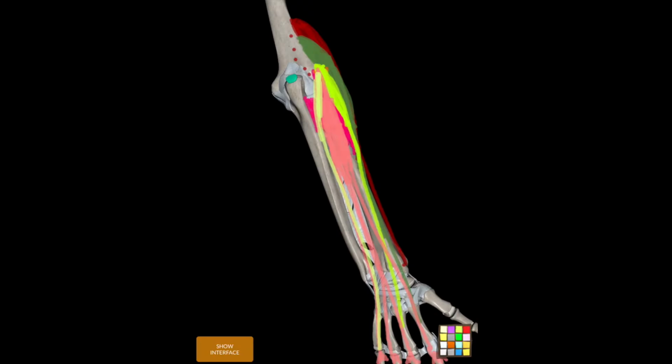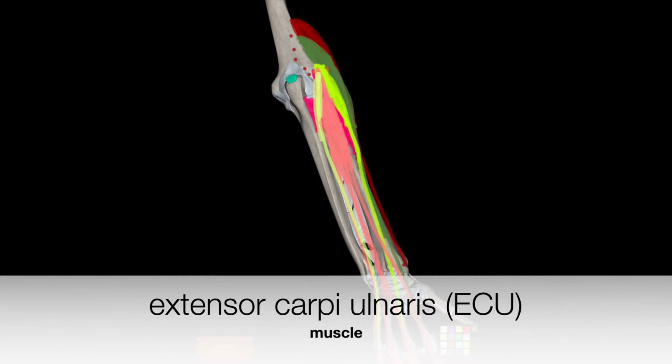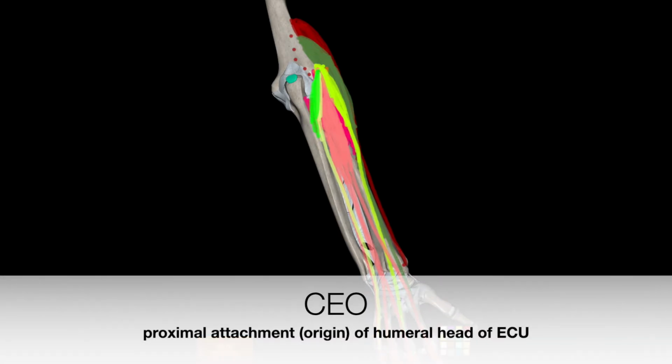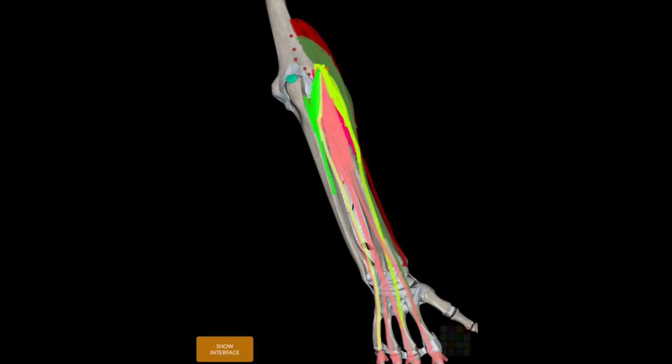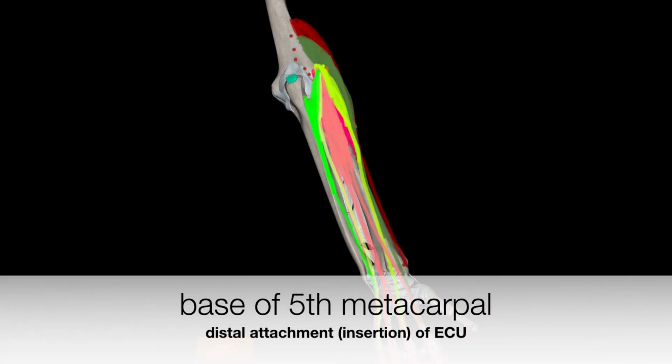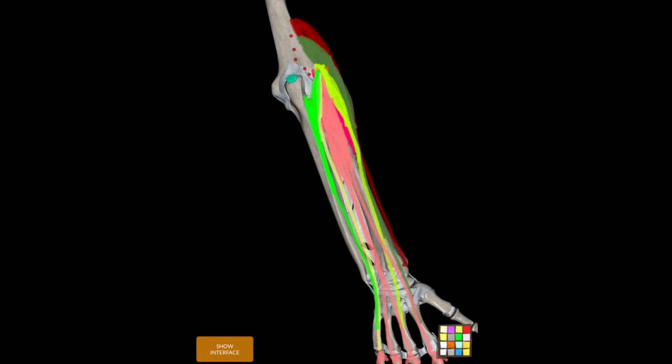Finally, in this group is extensor carpi ulnaris. It has a head of origin from the common extensor origin and also another head from the posterior border of the ulna here, which it shares with flexor carpi ulnaris via an aponeurosis, and it extends down to the base of the 5th metacarpal. So the 2nd, 3rd and 5th metacarpal bases have distal attachment sites for extensor muscles of the wrist.